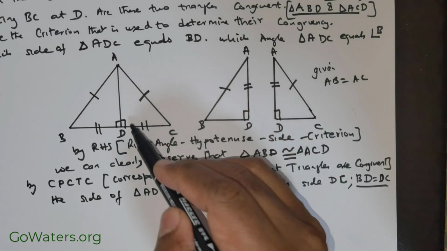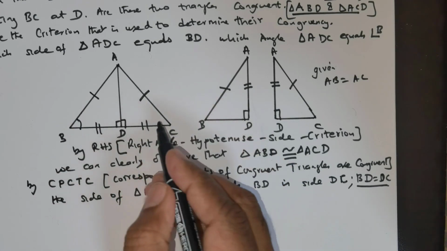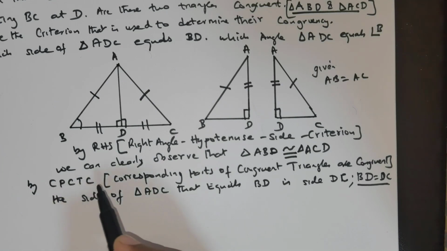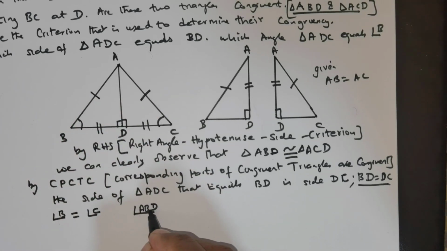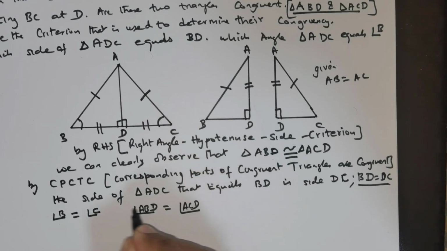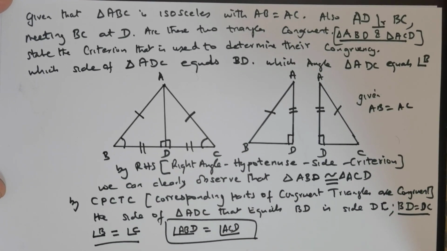Now which angle of ADC equals angle B? Now you have angle B over here. So which angle do you think it should be? As I mentioned to you, by the same property, the corresponding parts of congruent triangles are congruent. So the corresponding part for this is this part, angle C. So you can clearly state angle B will be equal to angle C. Or if you want, you can state it like this: angle ABD is equal to angle ACD. Either like this or like this, it's fine. So this completes our study on congruent triangles. Students, enjoy your day.